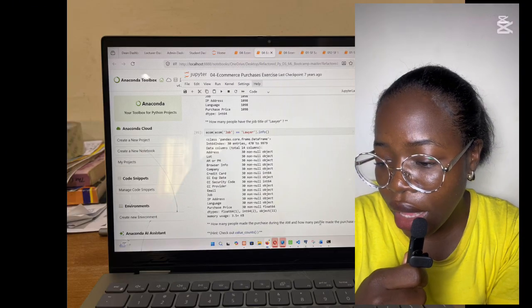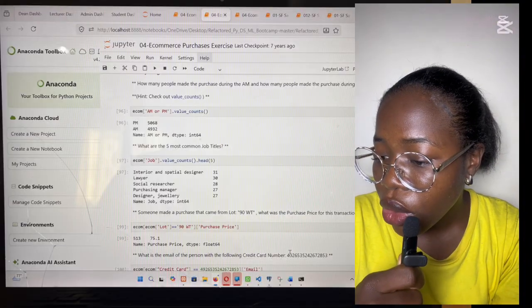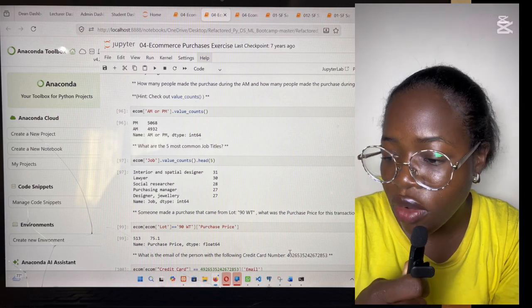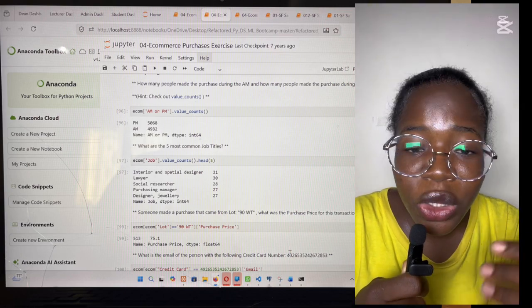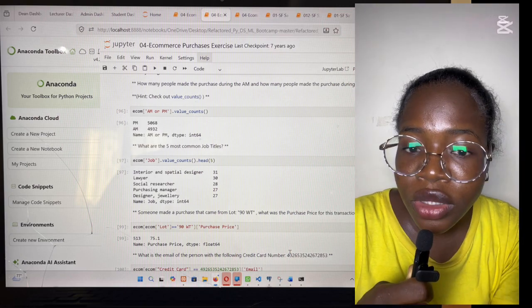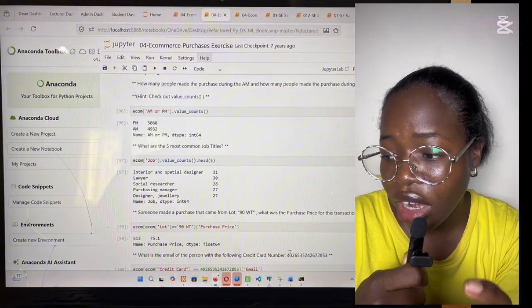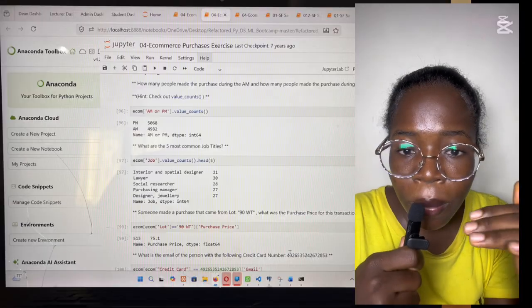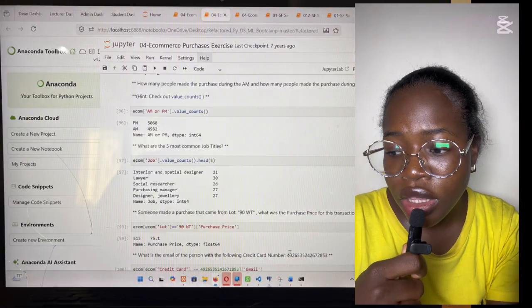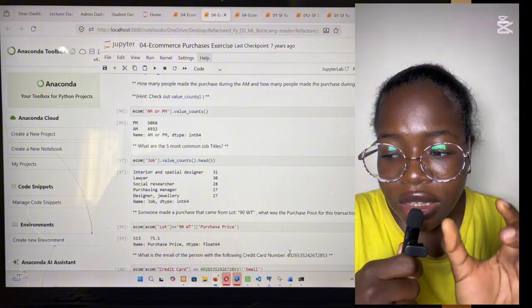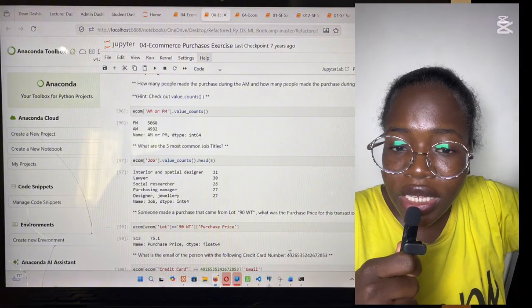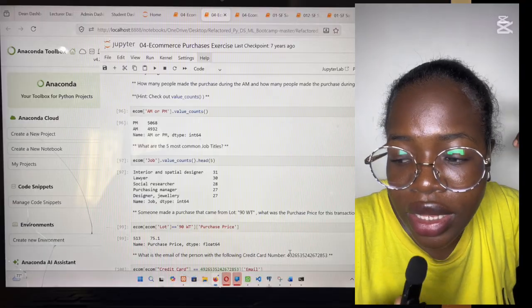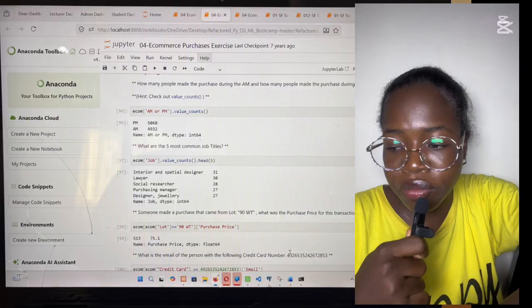The next one, we have how many people made the purchase during the AM and how many people made the purchase during the PM. We use the formula ecom AM or PM. That one just calls the data set ecom, and then AM or PM is the criteria that has been given in the question. We all know that value count is just there to count particular values or data. So in the entire table, it counts the AM or the PM and displays it. If you look at the output, we see 5,068, and then the AM is 4,932.